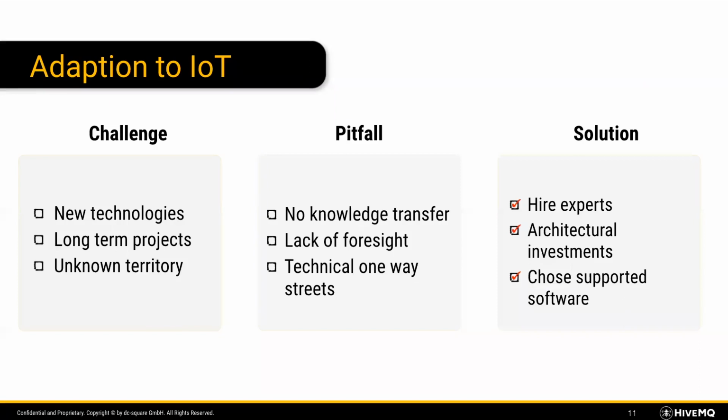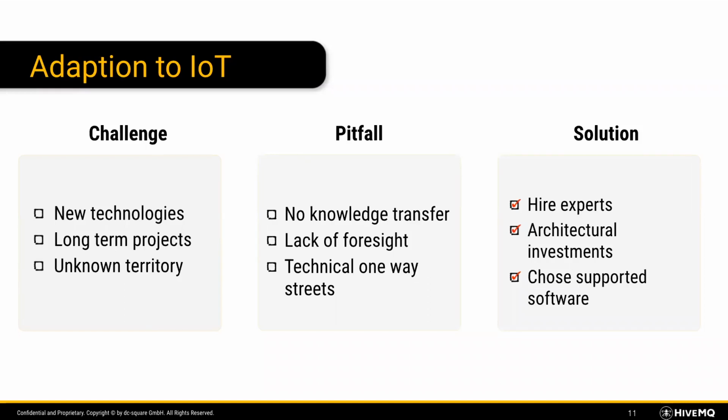The technologies are new. The projects typically are very long-term. IoT, the T stands for things, so there is usually also hardware production involved. And companies try to conquer new territory. Typical pitfalls that I have seen multiple times is that companies start doing without doing a proper knowledge transfer before. They do not actually consider the long term, and they lack foresight.